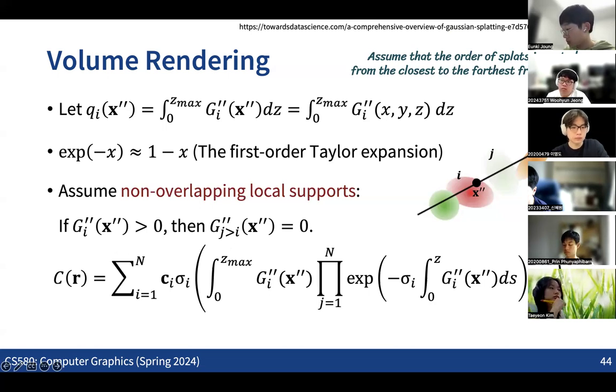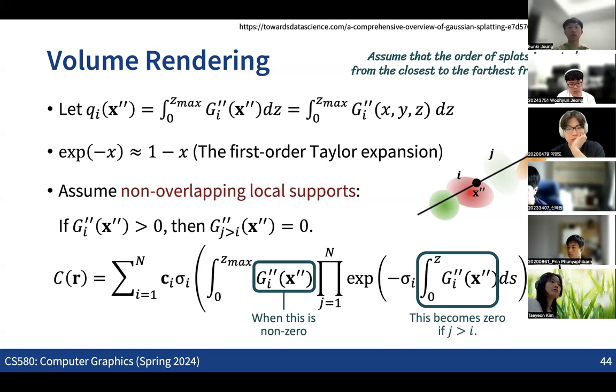So what we are going to assume is that all the volume splats are sorted in the right order, where the first one is the closest one and the last one is the farthest one. Okay. So for any point in the 3D space, if the weight from the ith volume splat is greater than zero, then we assume that the weight from all the next splats after the ith splat becomes zero. Which means that if any point is affected by one of these splats, then we assume that all the other splats coming next do not affect this point. So this is a very strong assumption that we are going to utilize to simplify this equation.